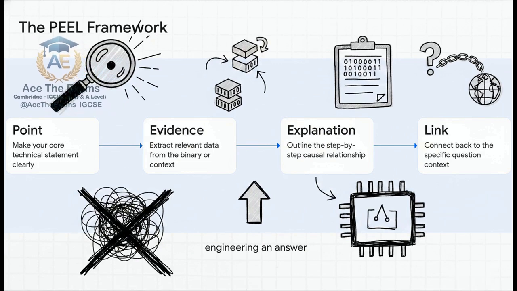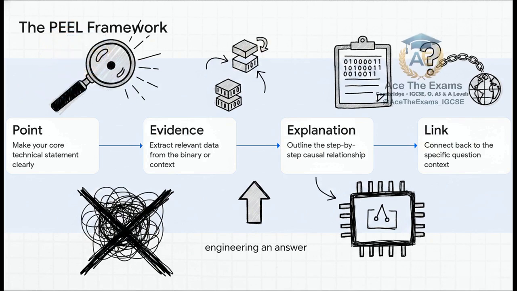Step 1. Point. You need to make your core technical statement crystal clear right out of the gate. Don't bury the lead. Step 2. Evidence. Extract highly relevant data directly from the binary representations or from the specific context given in the prompt, like isolating a specific run-length encoding sequence from the data table provided.